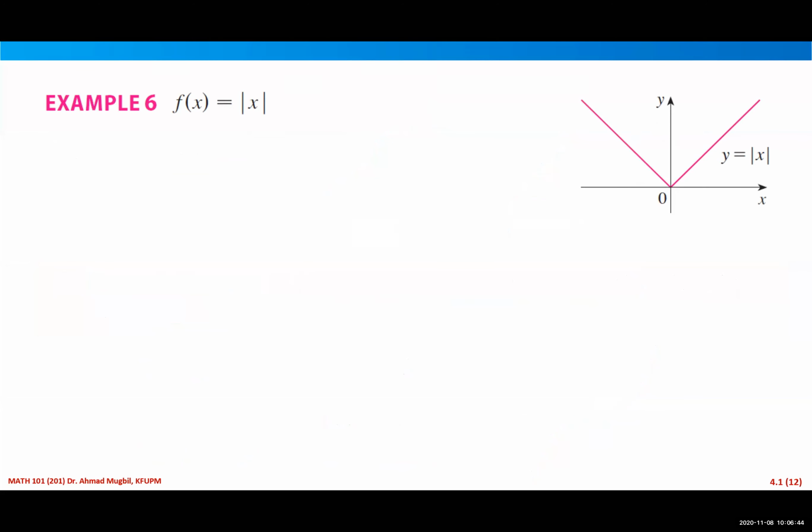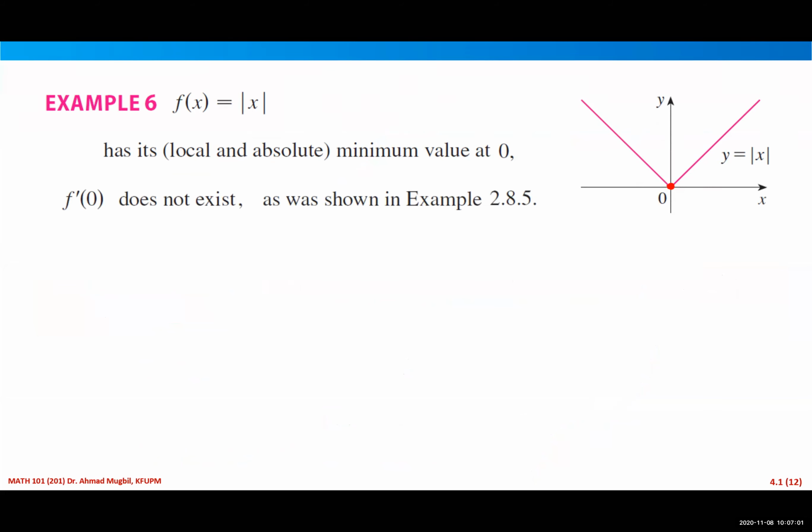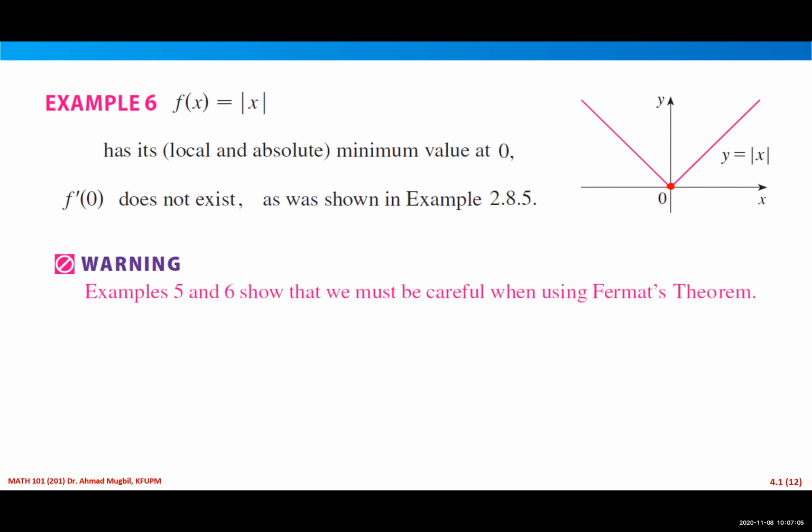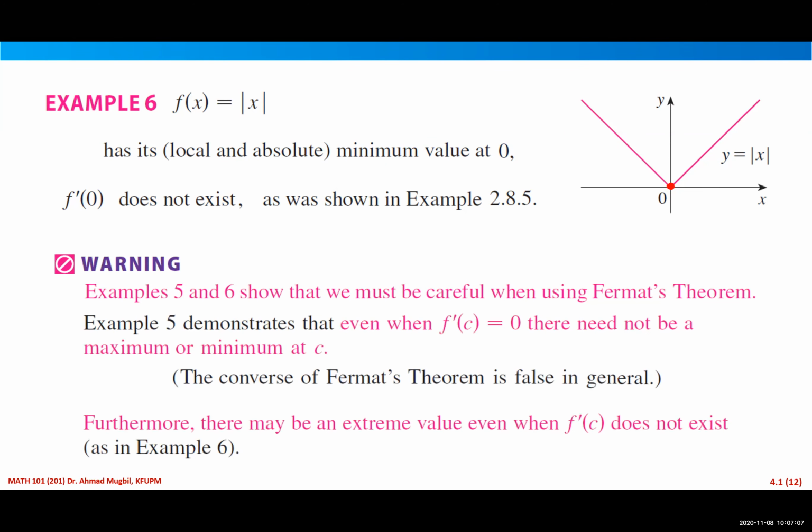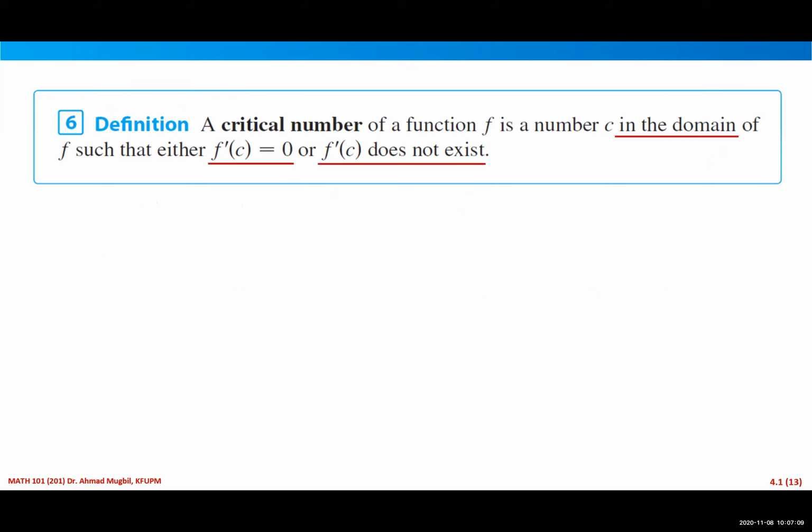Another example about a function: it has an absolute minimum at 0, and it is not differentiable at 0. You remember that the derivative at 0 of the absolute value function does not exist. So you have to be careful when you apply Fermat's theorem.